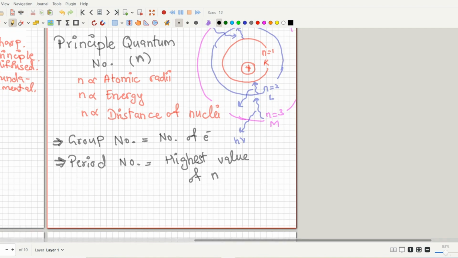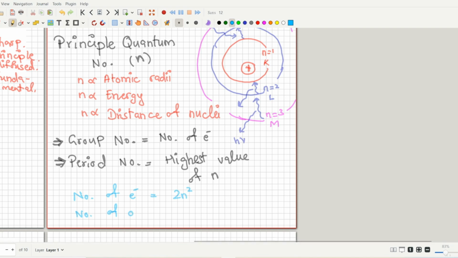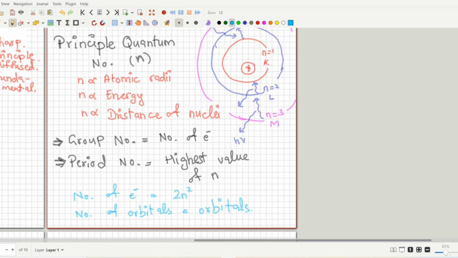Don't worry, we will be discussing more of these. If you have trouble memorizing the number of electrons, the short formula is 2n squared. And if you want to memorize the number of orbitals, then the formula is n squared. Let's do some examples so you can use this formula efficiently in IMAT.